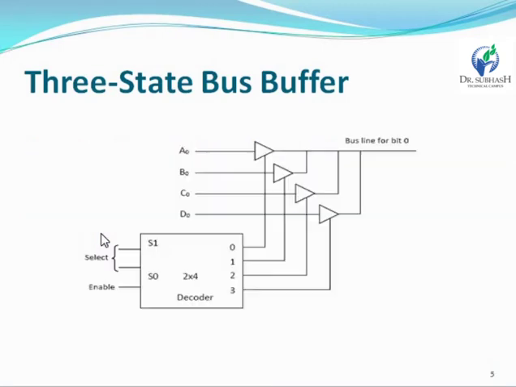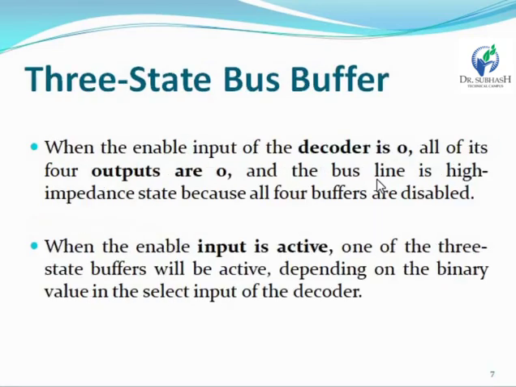We can see the diagram here. The four inputs are 0, then the output goes to 0 and finally goes to the high impedance state. And when the enable input is active, one of the three-state buffers will be active, depending on the binary value of the selective input of the decoder. So this is the three-state bus buffer.